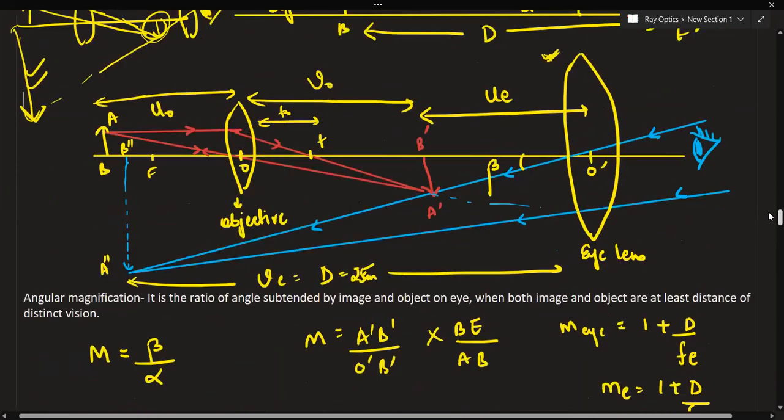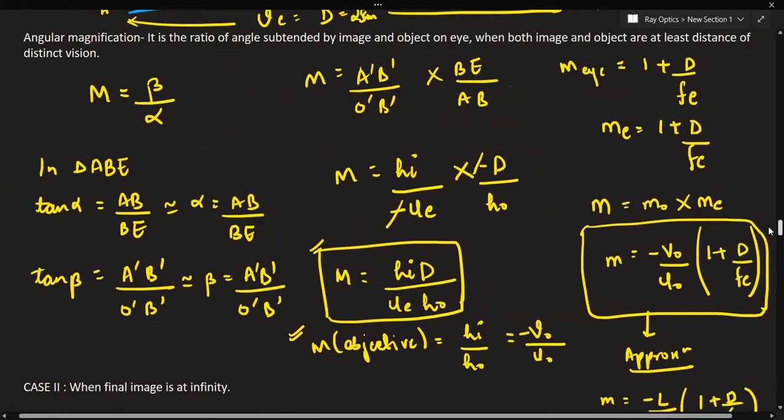Now again, remember where you have to take alpha, where you have to take beta. Since your final image is over here, this angle will become the angle which is over here, meaning this is beta now. Beta is the angle subtended when the lens is kept, and alpha is when you don't have the lens. So again, m will be equal to beta divided by alpha. From all the diagrams, you take the ratio of tan beta by tan alpha, divide them, and you get the answer in terms of m equal to hi divided by ue h naught.